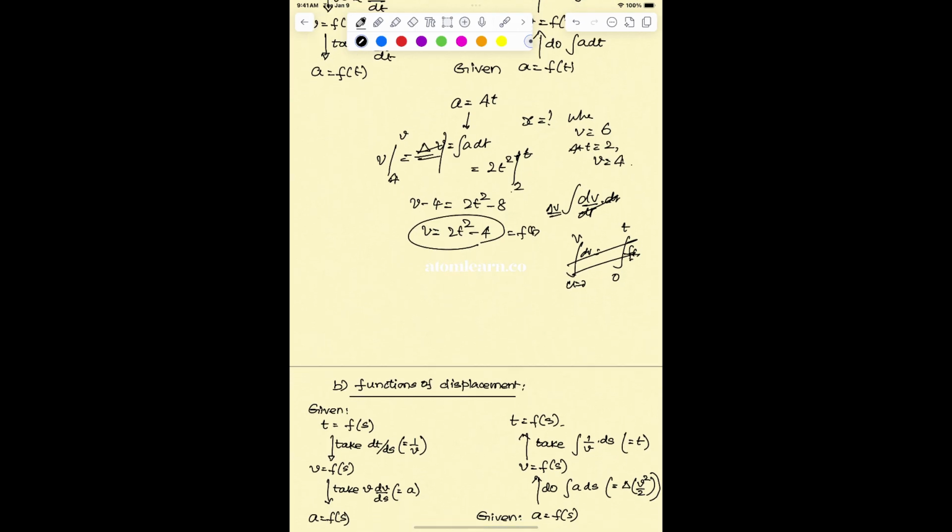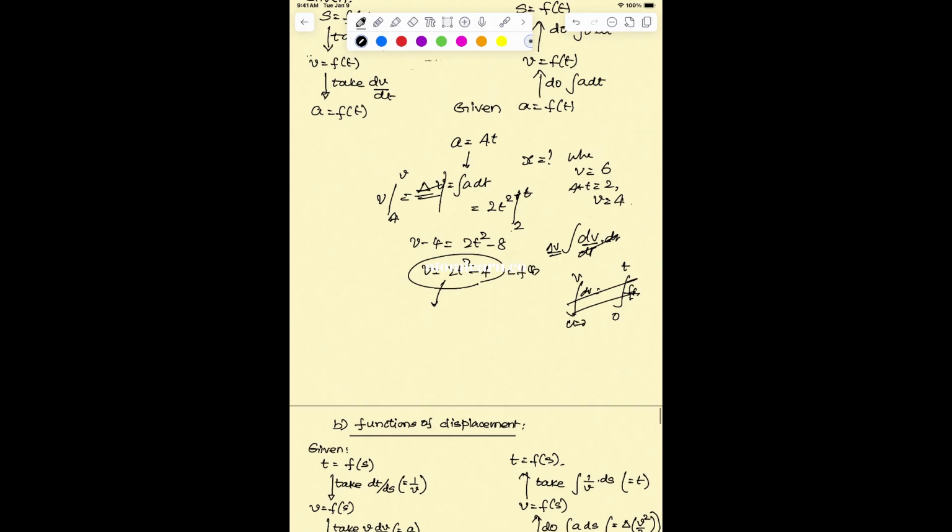Now this is the velocity expression, which is a function of time. What they are asking finally is: what is the displacement when velocity equals 6? Therefore, you put velocity equal to 6 in this case, which means 2t squared equals 10. That means t equals root 5. Then they are asking, what is x when t is root 5.